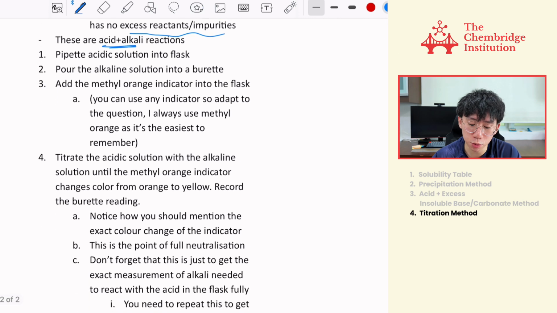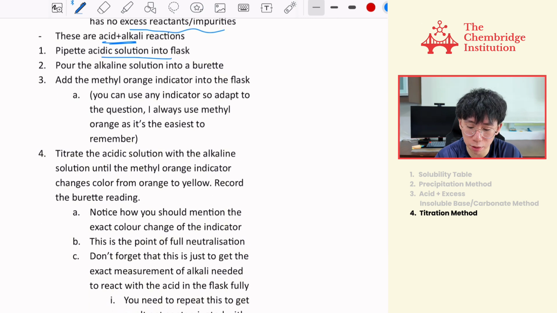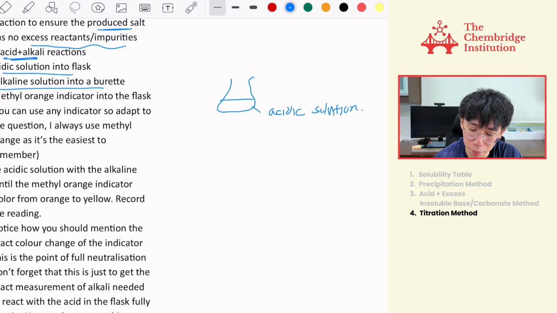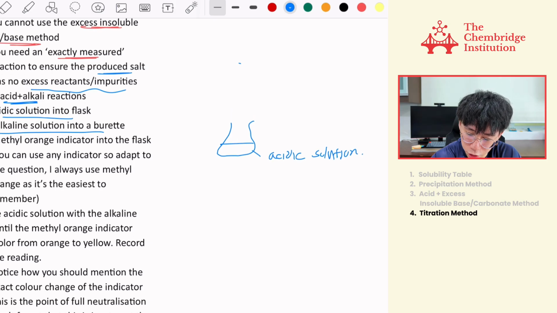So first we want to pipette acidic solution into the flask, and then we want to pour alkaline solution into a burette. So what you're going to have is a conical flask, for example, with an acidic solution. And then you have a burette over here. I'm going to try my best to draw the best burette I can, with a little tap over here. And you're basically going to fill this up all the way with alkaline solution.